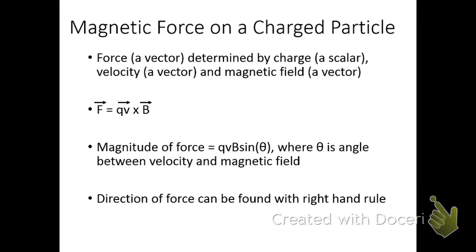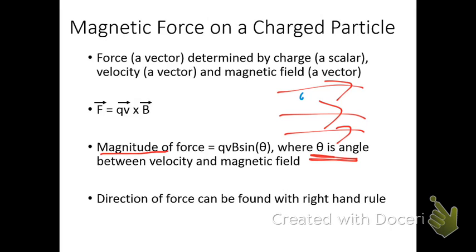So, the magnitude of a cross product isn't too bad. In this case, the force on a charged particle moving through a magnetic field that's created from somewhere else is qv cross B. Every vector has magnitude and direction. The magnitude of that force is just q times v times B times sine theta, where theta is the angle between the velocity and the magnetic field.